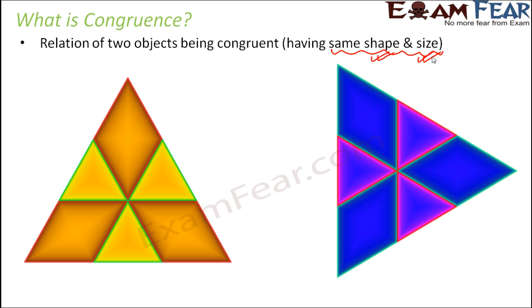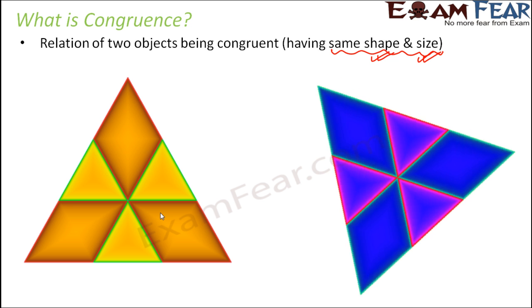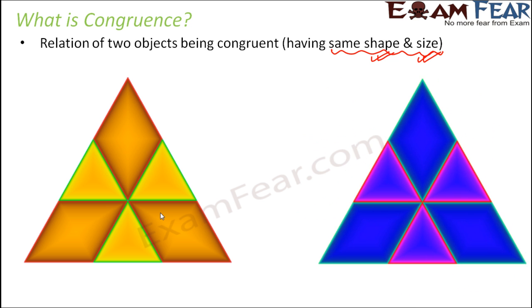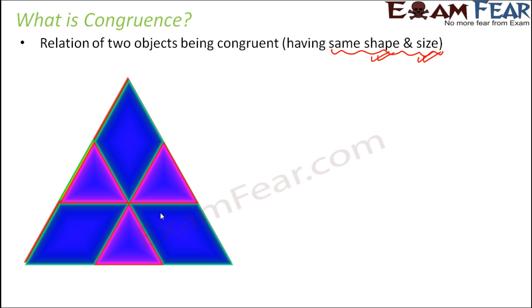So let us look at this example on the screen. What do you see? This is a big triangular piece. Here also this is a big triangular piece. Now are they congruent? What do you feel? Now as it is, if you try to overlap this blue triangle over this yellow triangle, it would not cover each other completely. But the moment you just rotate this blue triangle and then try to place it over the yellow triangle, then it completely overlaps.